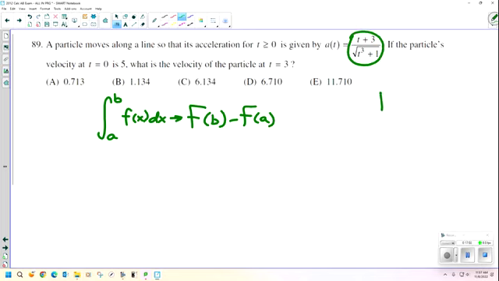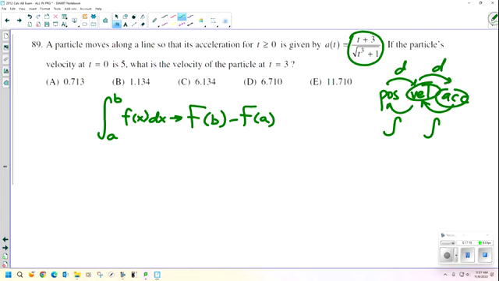So I'm going to integrate acceleration. How come? Because we have position, we have velocity, and we have acceleration. These are all one derivative away, which means I go backward for integration. We have acceleration. We want velocity, so we're going to integrate my acceleration, which is this right here, and I'm going to do that from time 0 to time 3.